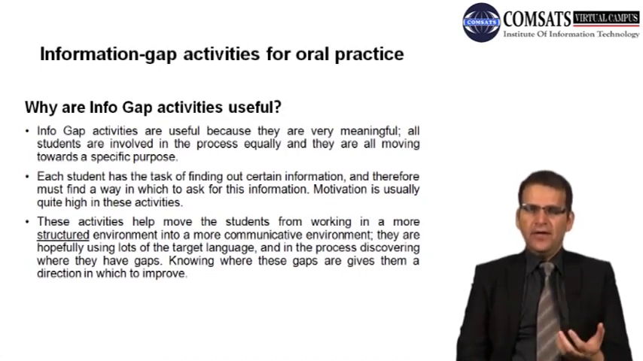The question is in fact asked in a simple way, because student B would only reply if the question is clear. If the question is ambiguous, the question is unclear, so reply may not be possible. So that's why the questions are meaningful and the answers most probably would be meaningful. So all students are involved in the process equally and they are all moving towards a specific purpose. So this is the main one.